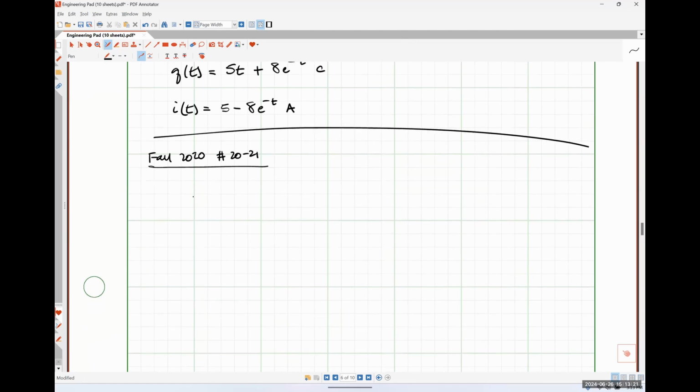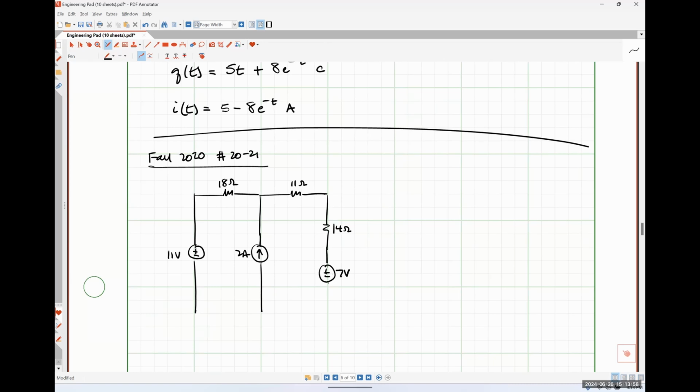So we have the following circuit. An 11-volt source in series with an 18 ohm resistor, a 2 amp source, an 11 ohm resistor, a 14 ohm resistor, a 7-volt source, and then here is our resistance RL.